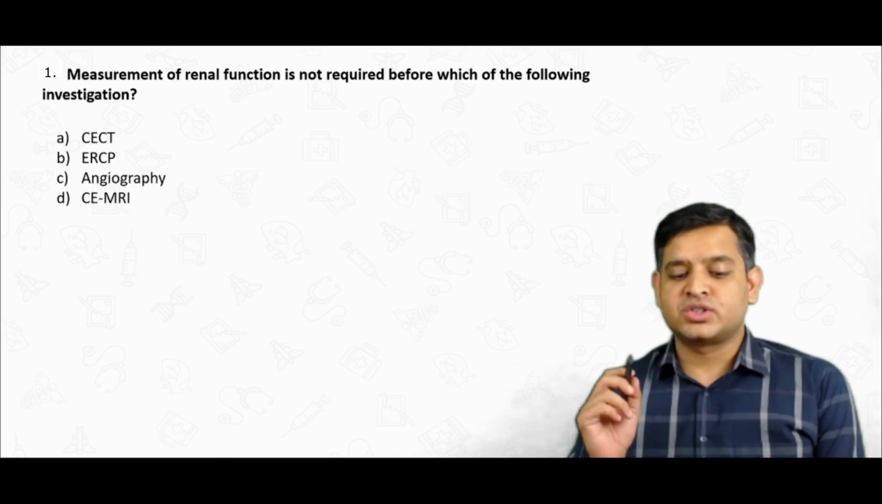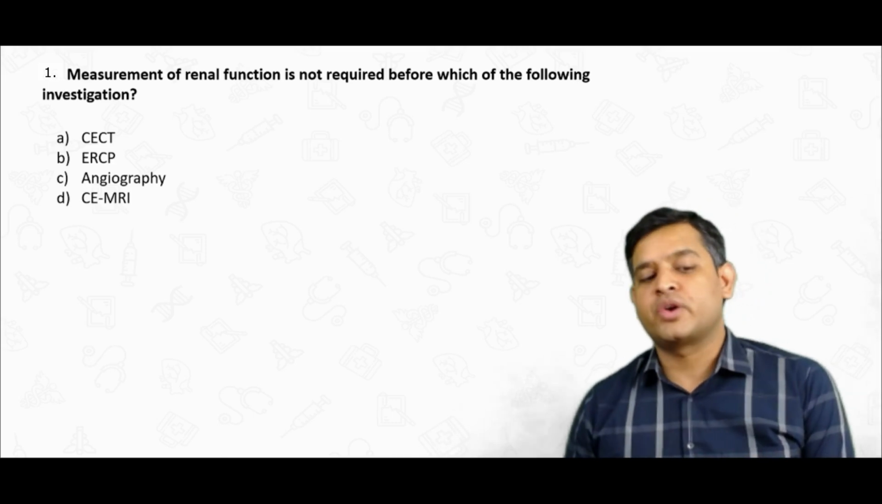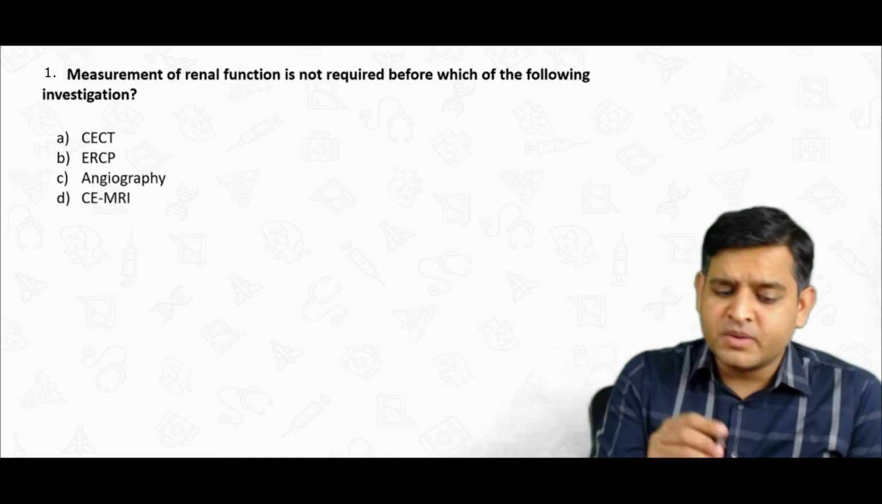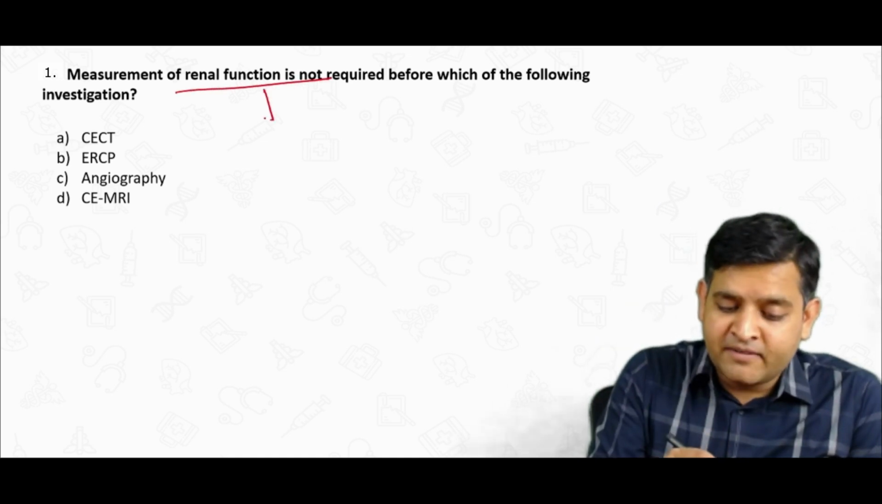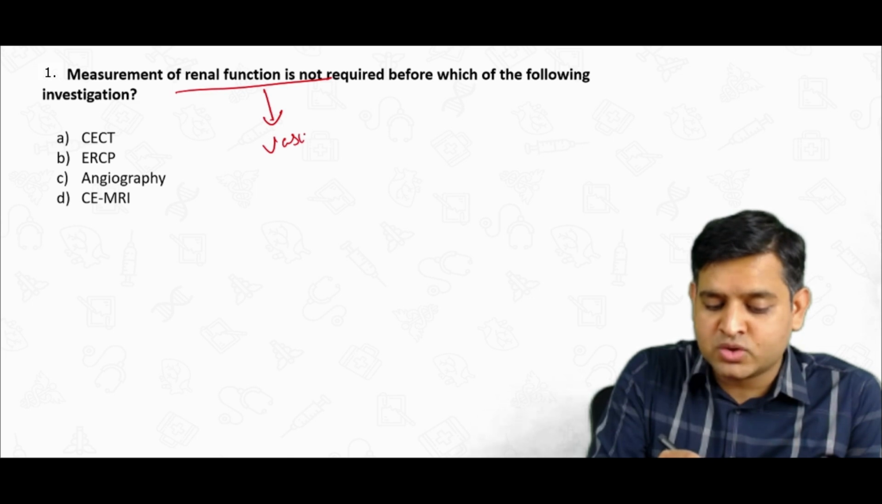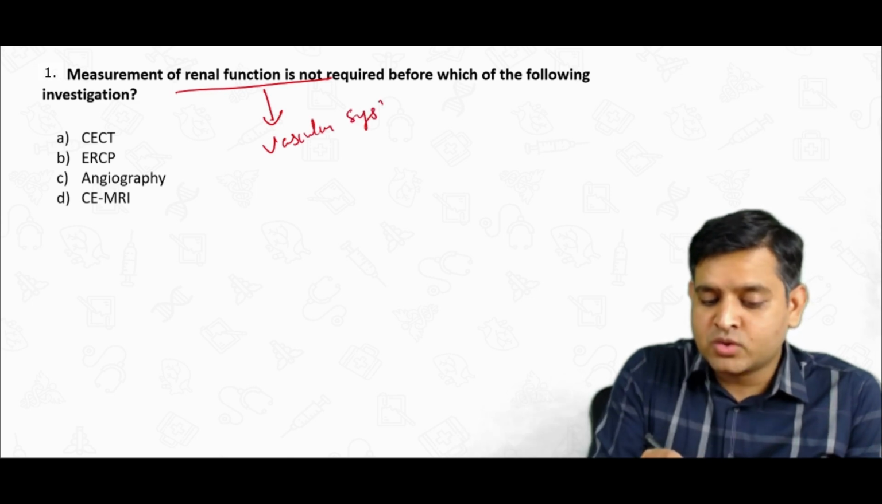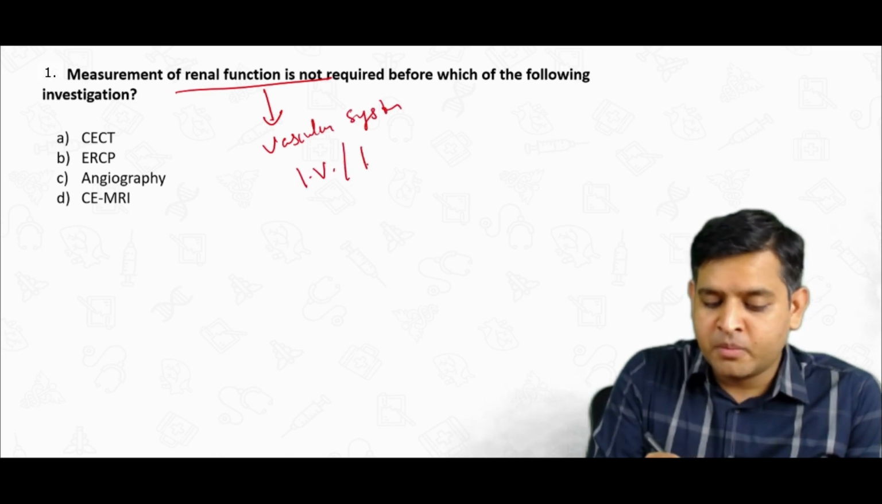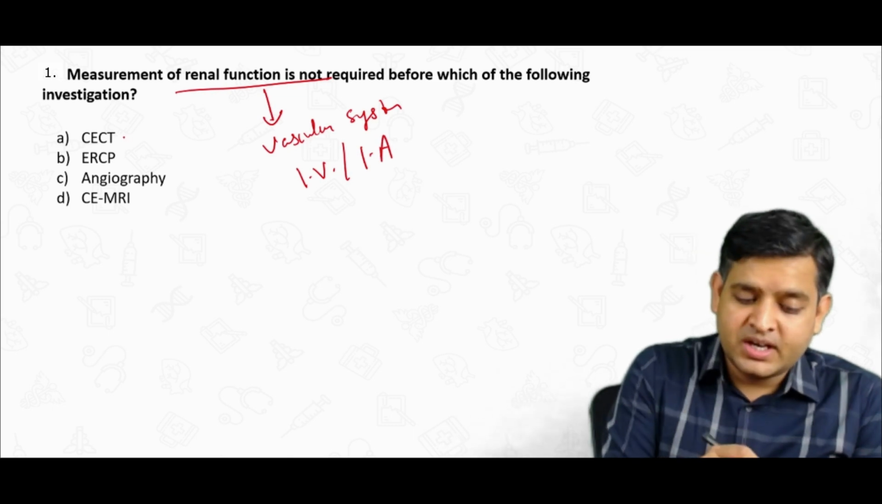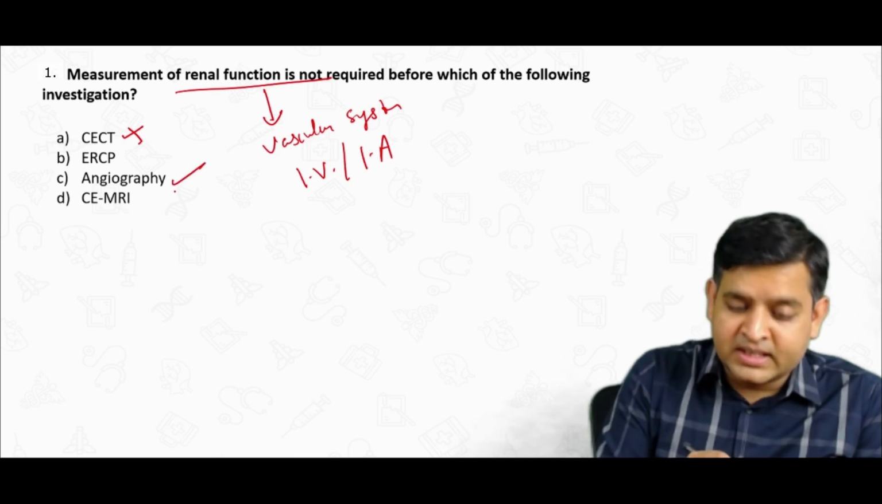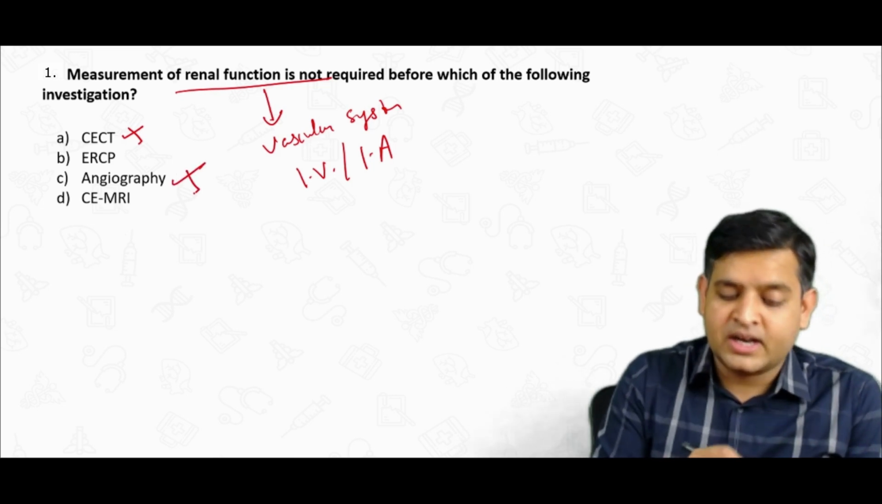Measurement of renal function is not required before which of the following investigations? So measurement of renal function is needed whenever the dye is given into the vascular system, be it IV or be it IA. CT, the dye is given IV, cannot be the answer. Angiography, the dye is directly injected into the vessel, cannot be the answer.